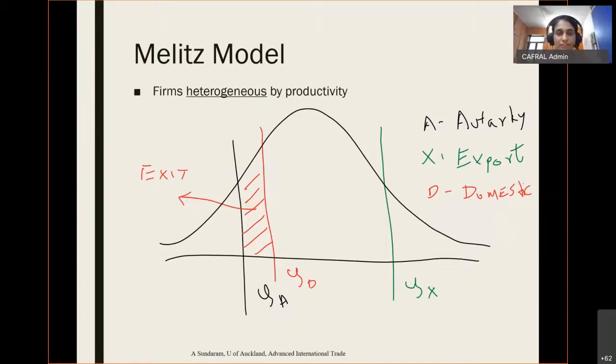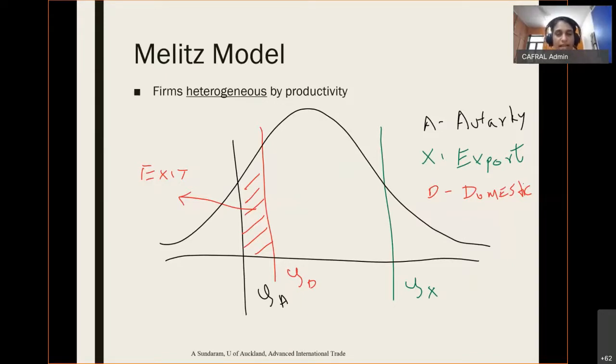So think of international trade here as just an expansion or a doubling of your market size. That's exactly how it works in Krugman. Now, when firms can access a larger market, if you want to export, you have to also incur a fixed cost of exporting. So exporting is not easy. In order to export, firms have to pay a fixed cost.